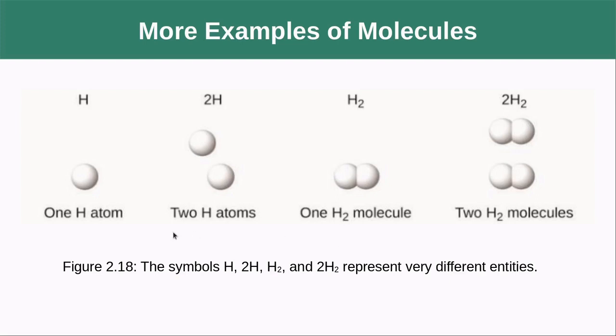Here's an example of the subtle ways that we write things. If I wrote just a capital H, I would mean 1 hydrogen atom. If I put a 2 in front of it, I would mean 2 individual hydrogen atoms. When the 2 is a subscript after that H, I mean 2 hydrogen atoms that are actually bonded together, forming 1 molecule. Putting a 2 in front of that with the subscript means I have 2 hydrogen molecules for a total of 4 atoms.